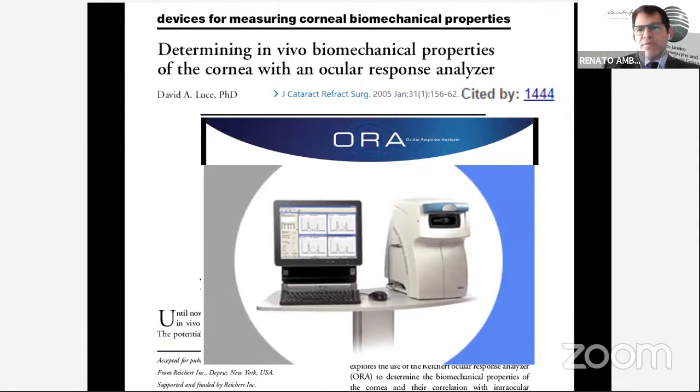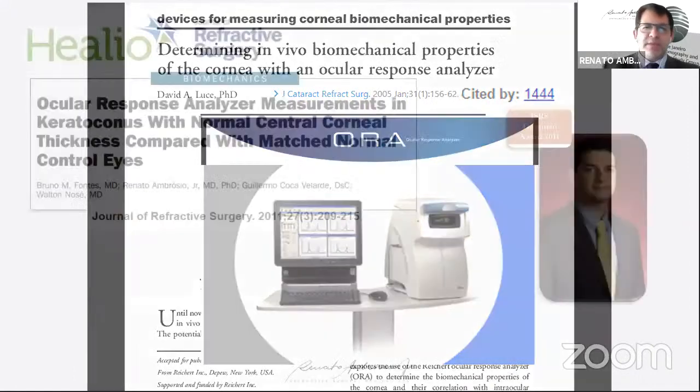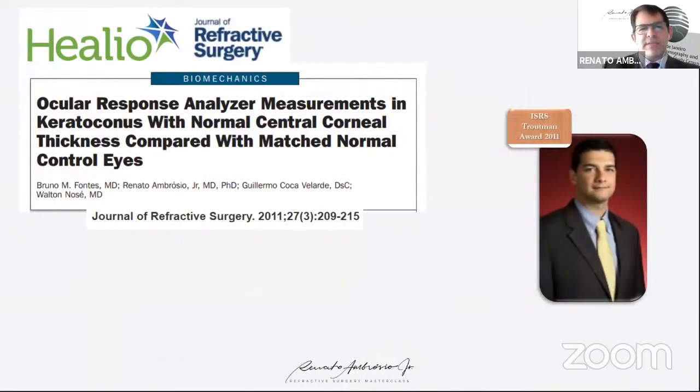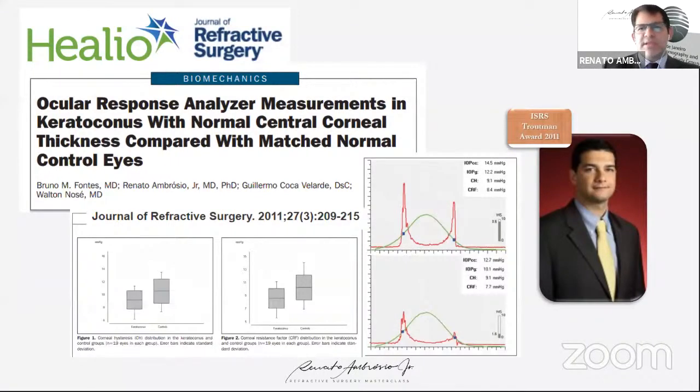You saw the beautiful talk by Vinicius with the destructive tests that we do in the lab with stress for characterizing stress-strain, but we need to do that in the clinical setting. So we started studying with the ORA, and the nice thesis by Bruno Fontes that got the Trautmann Award. We have a very nice example here of 9.1 of corneal hysteresis, but with a different waveform signal from another 9.1 hysteresis cornea. This is a thin cornea that is normal. This is a patient with mild keratoconus.